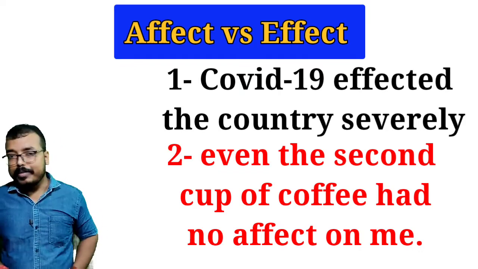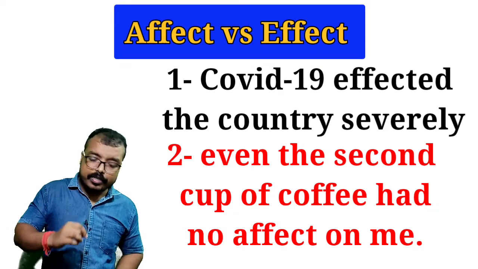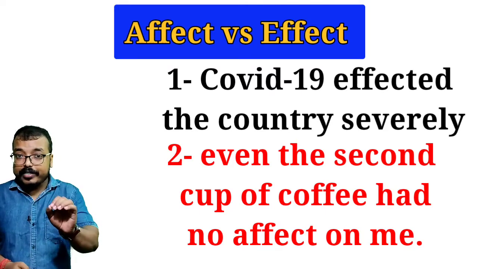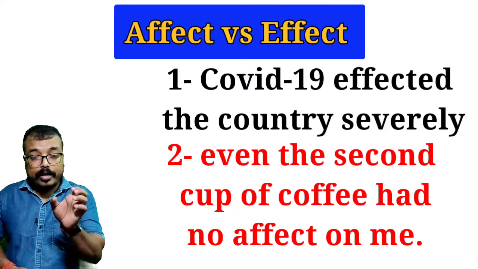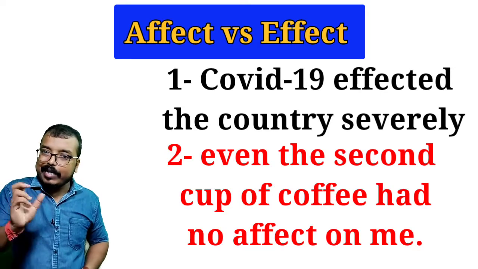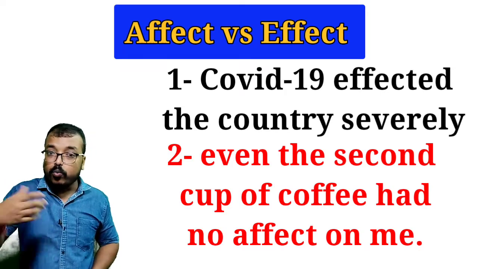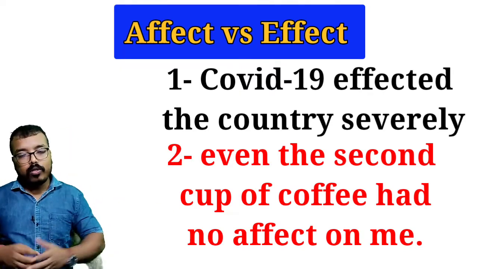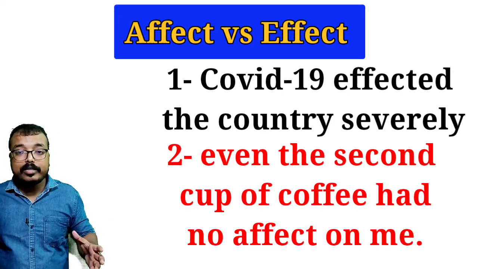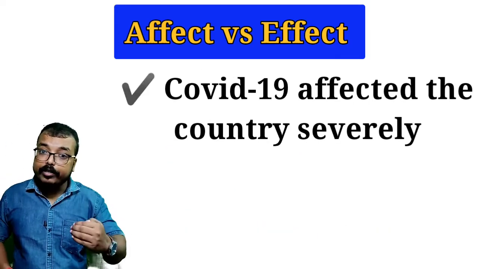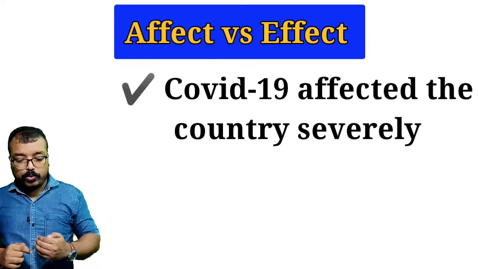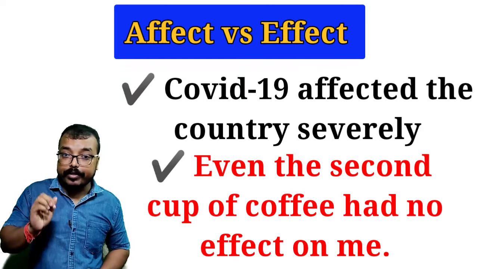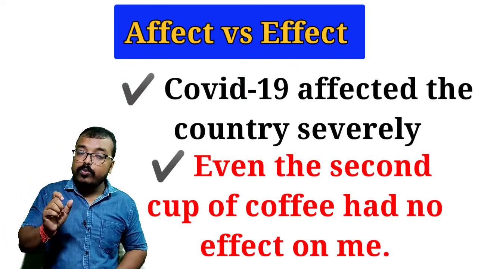So, what are the mistakes in these two sentences? In the first sentence, COVID-19 affected the economy. It's not effected. Effect is a noun, and in this case we have to use a verb, that is affect. It worked in a bad way or in a good way. We all know that COVID-19 made a worse condition. That's why COVID-19 affected, not effected. But in the second one, even the second cup of coffee had no effect on me. The second one will be effect.